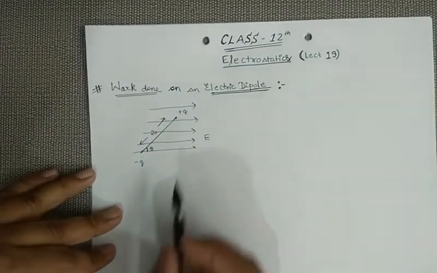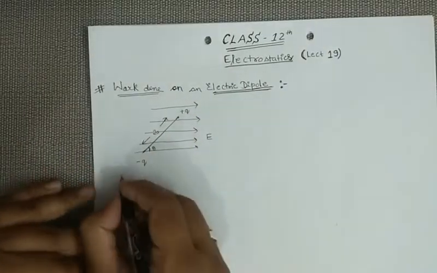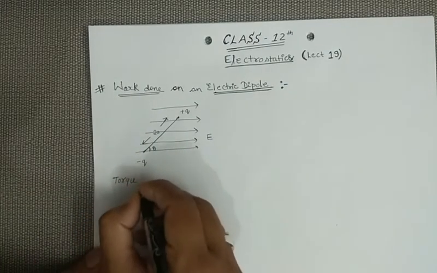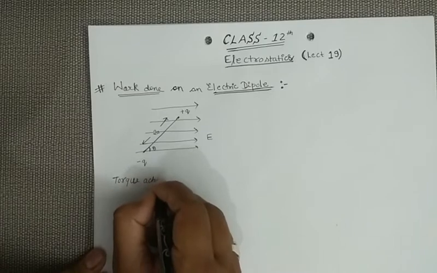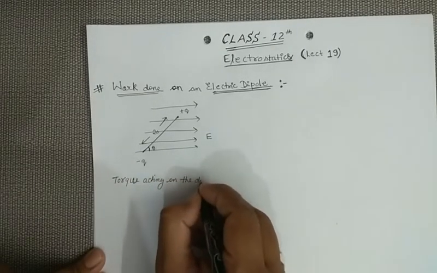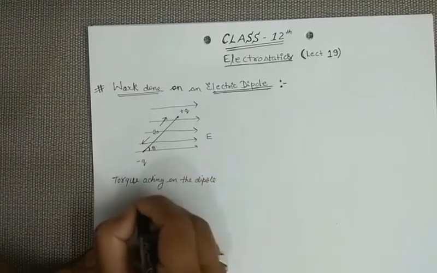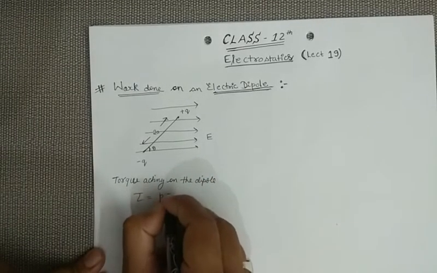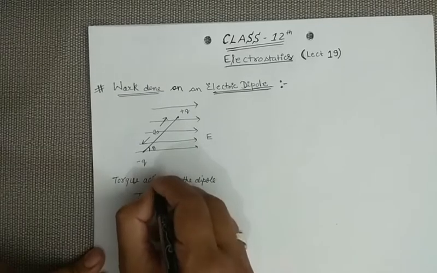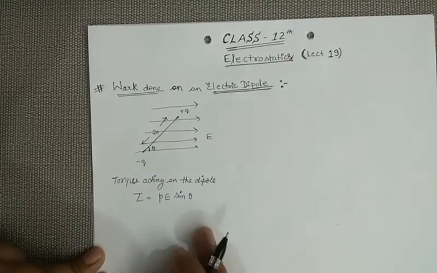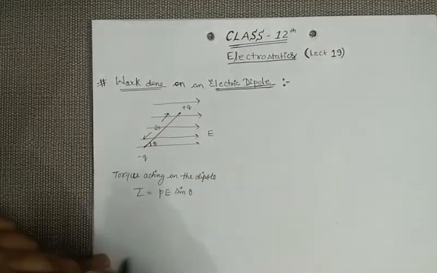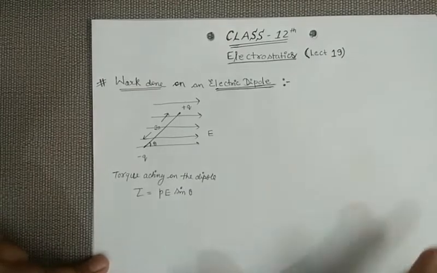Now if you remember, we have calculated the torque on this dipole. So what is the expression for the torque? Torque acting on the dipole, that is tau equals pE sine theta. I'm not solving this derivation right now because I have already discussed this torque. So just go to my previous lecture in which we have discussed the torque acting on the dipole. Now up to here we know.